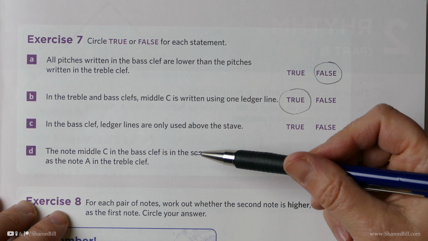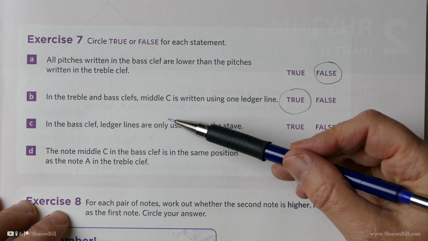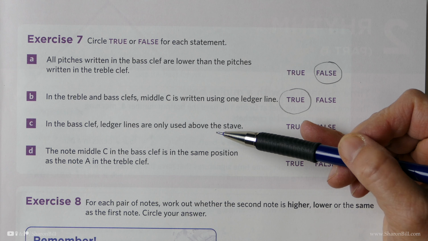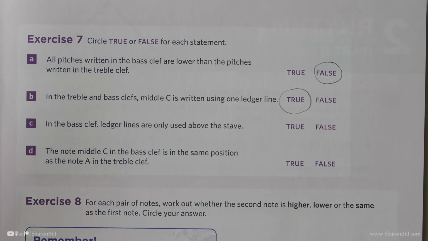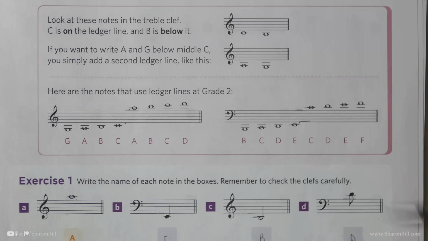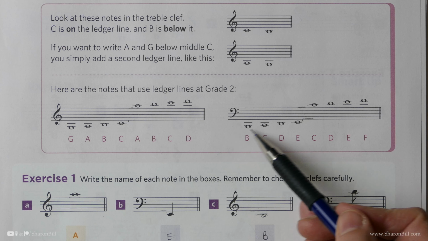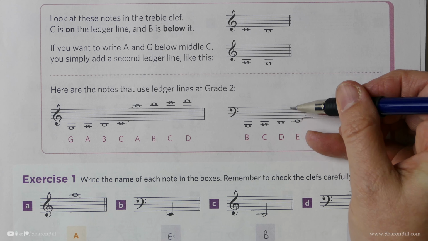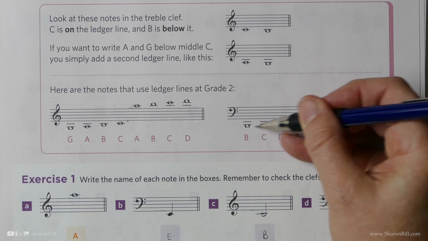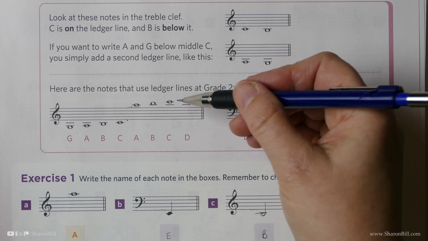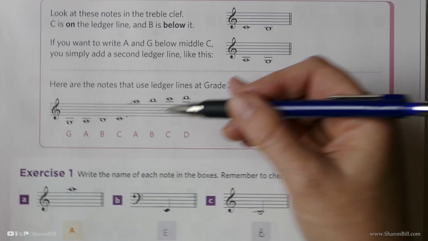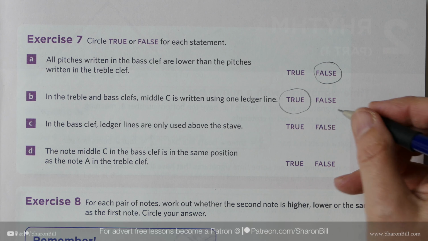Is it true that in the bass clef ledger lines are only used above the stave? Well, that's not true, because if we turn back to the first section, we can go lower in the bass clef. We can go much lower than this, in fact. The bass clef we can extend below and above just as we can in the treble clef. We're just extending the stave outwards in both directions, and so that's false.